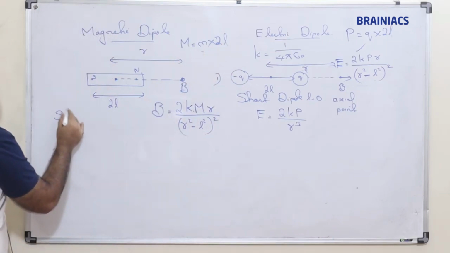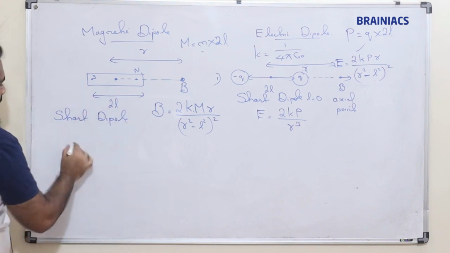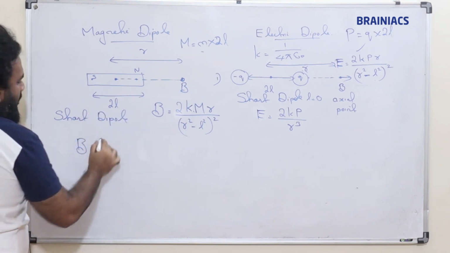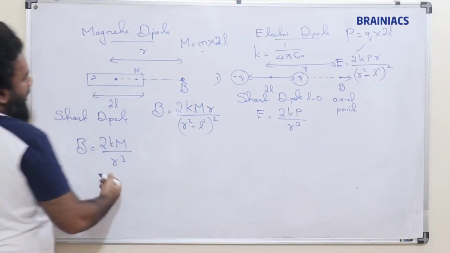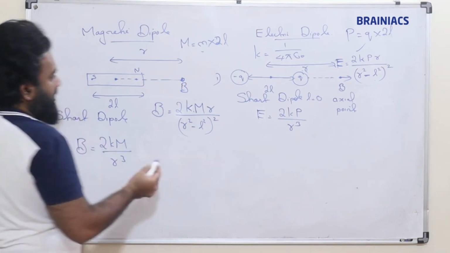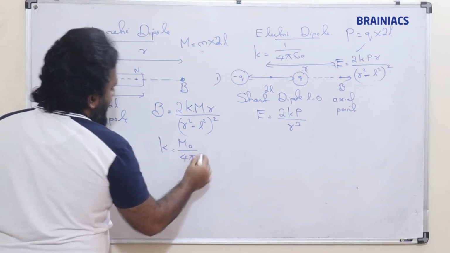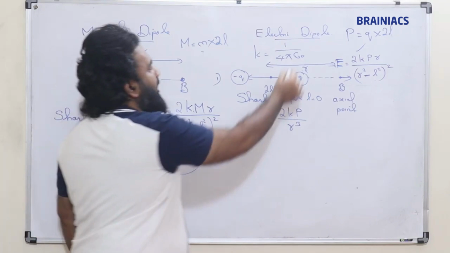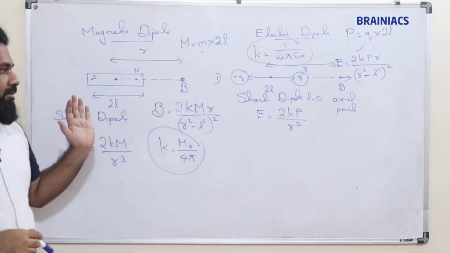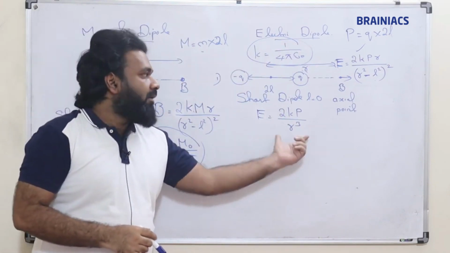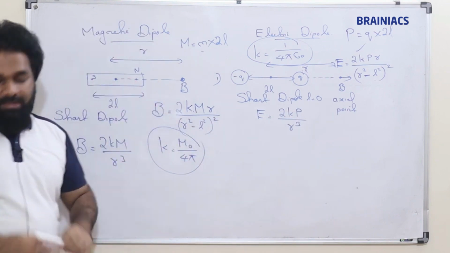And for a short dipole, what is the magnetic field? B is equal to what? 2kM divided by R cube, and remaining all the things are fine. And the value of k is what here? Mu 0 by 4 pi. Here this is mu 0 by 4 pi, here this is going to be 1 by 4 pi epsilon naught. So compare this and study. This will be a quick revision for electric field on the axial point, and we can study parallelly the magnetic field on the axial point.